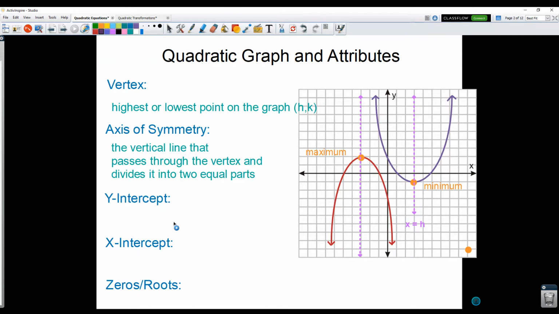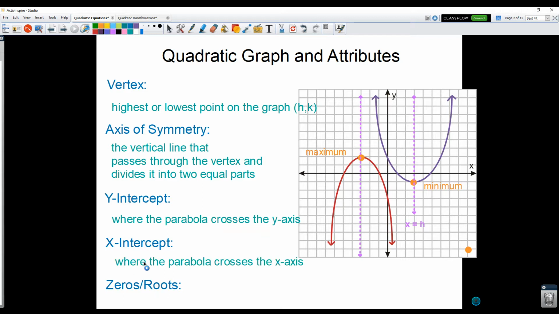Next thing, let's talk about the y-intercept. When you think of intercept, it's where it's crossing. So this is where the parabola crosses the y-axis. So here you notice, here's your y-axis. The purple one is crossing here at 2. And the red one crosses the y-axis at -3. So those are just the y-intercepts of both of those parabolas.